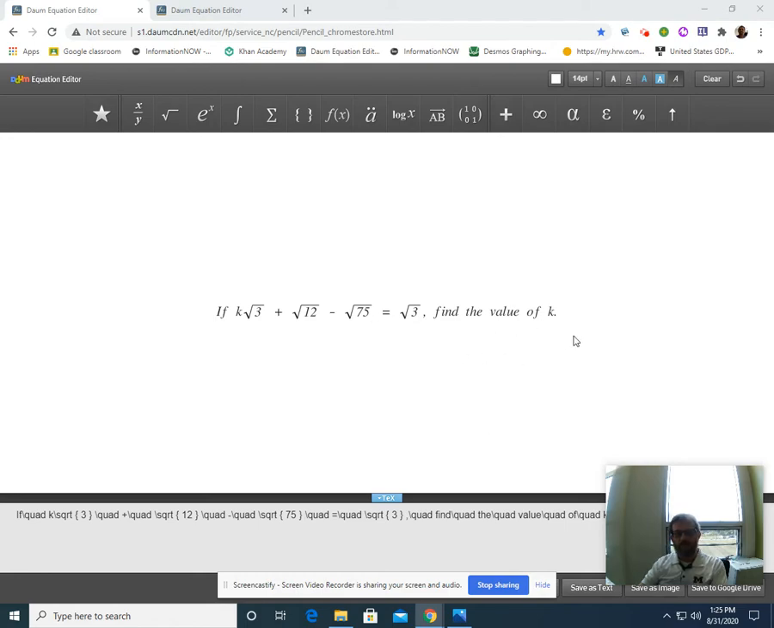If you look at the screen, this is the very first question that was asked today. It says, if k root 3 plus the square root of 12 minus the square root of 75 equals root 3, find the value of k.